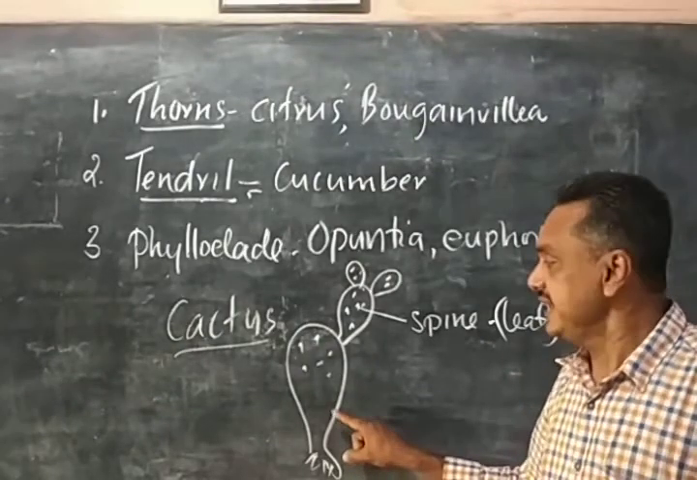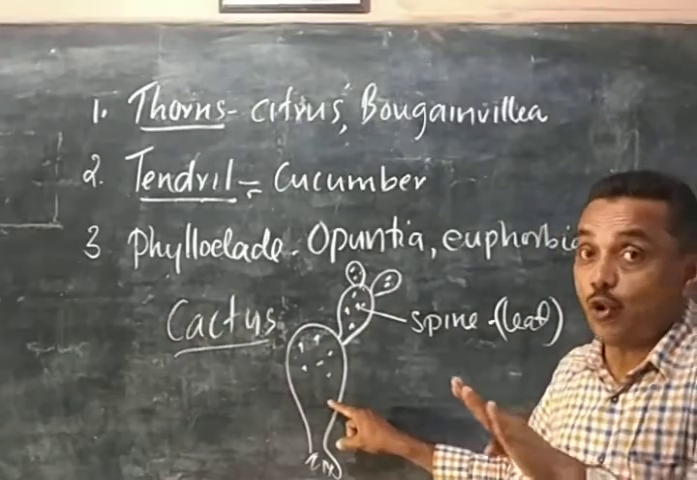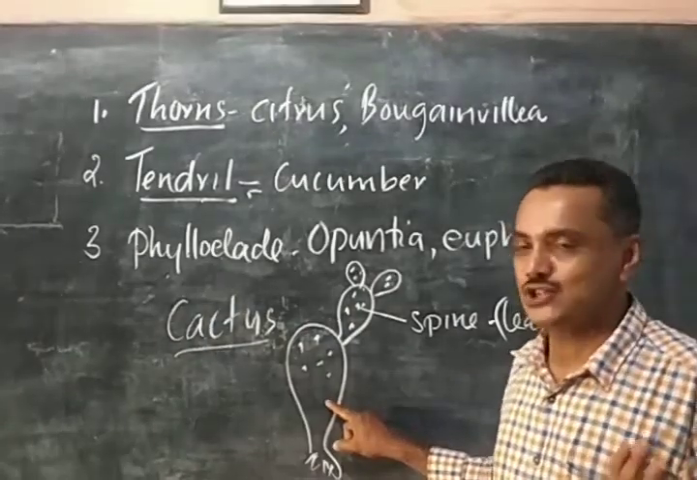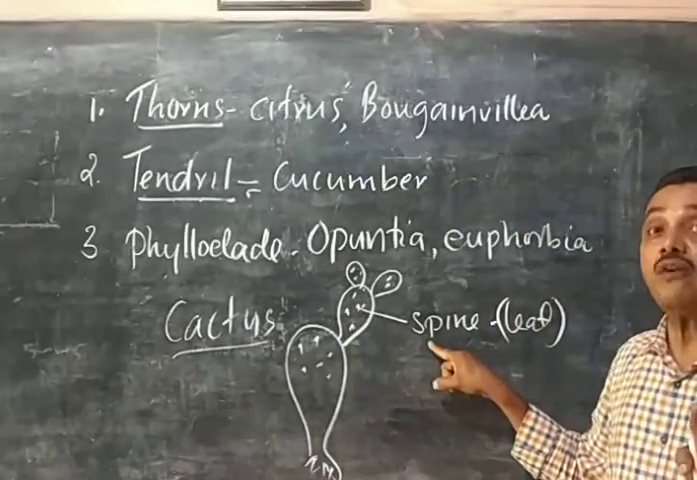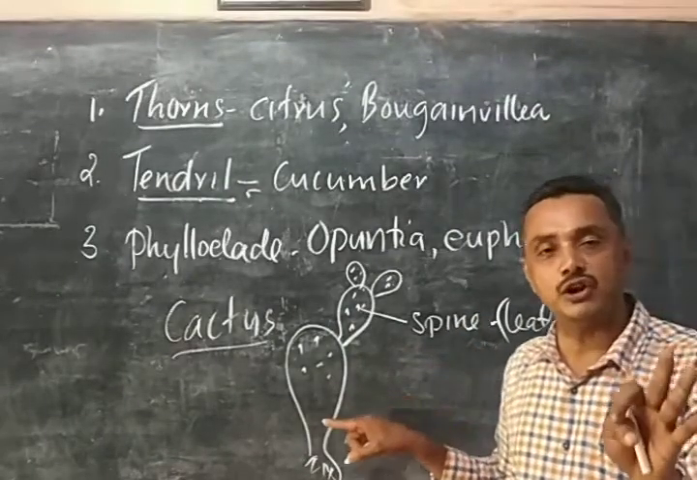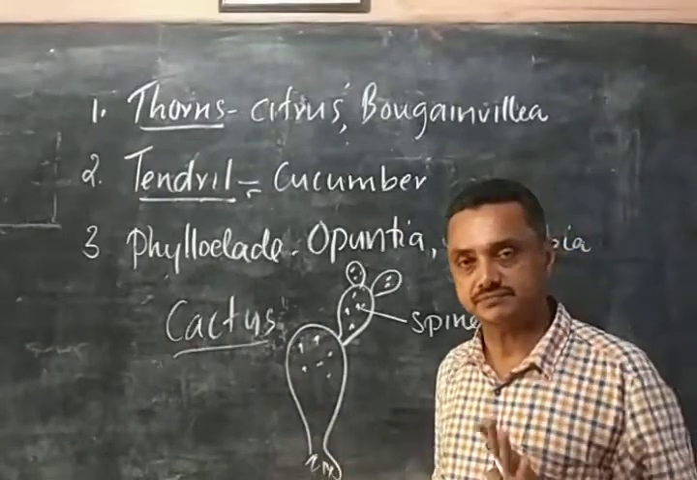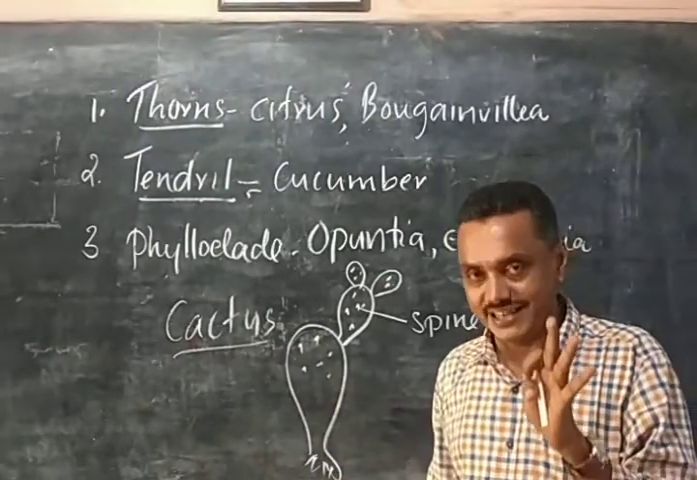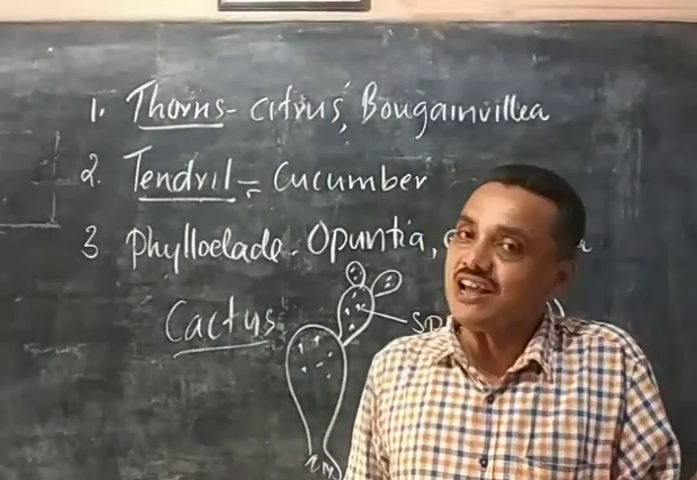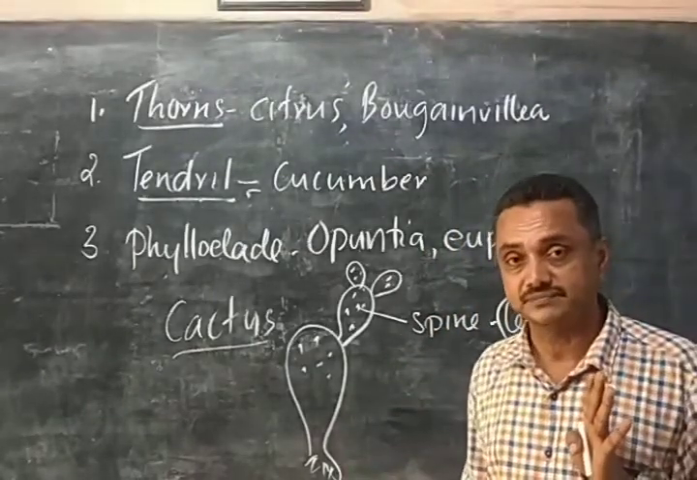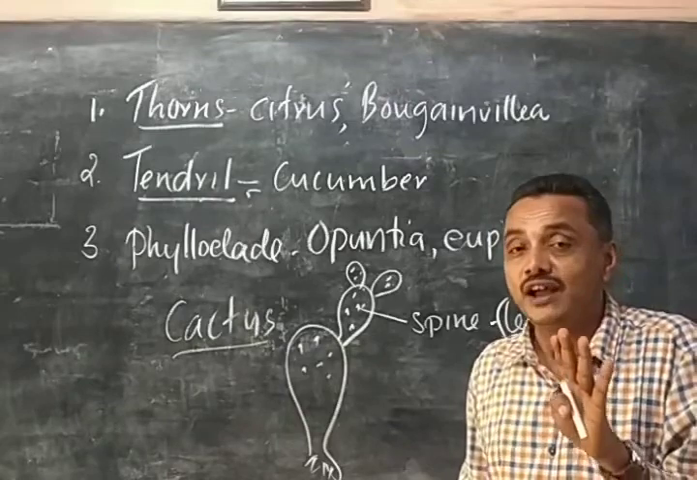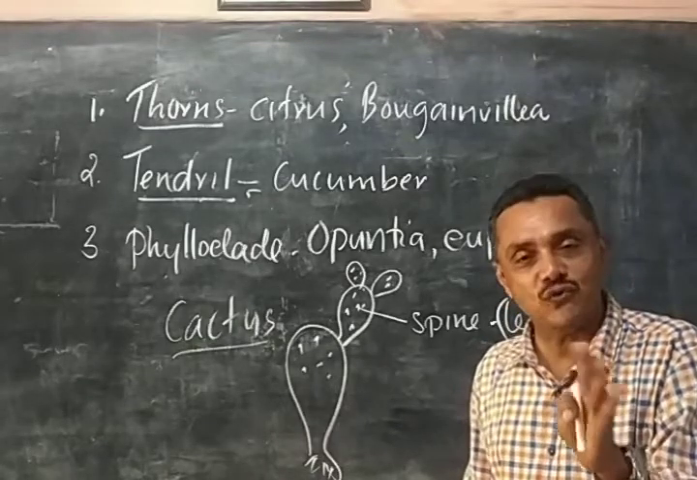So what happens? This is a dry region, so there is very little water. The leaves are reduced to spines. For what? To reduce transpiration, to reduce loss of water. Because they are growing in a desert region where there is no water, leaves are reduced to spines to reduce the loss of water.